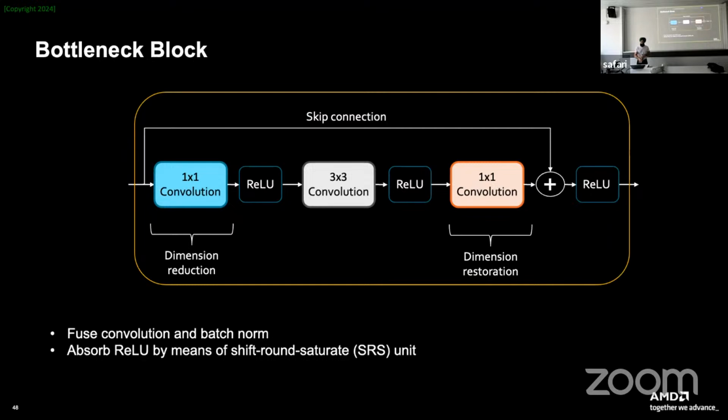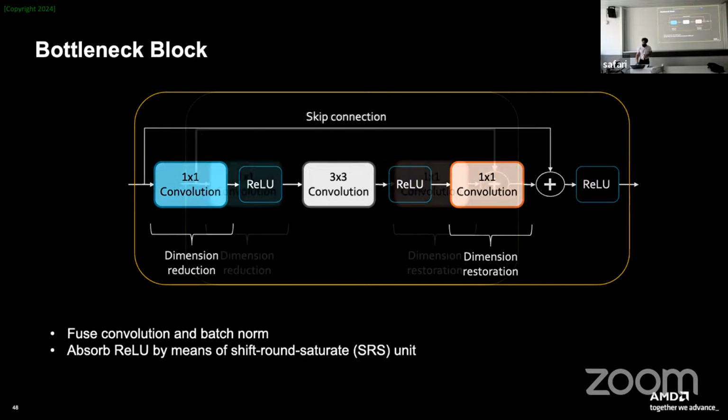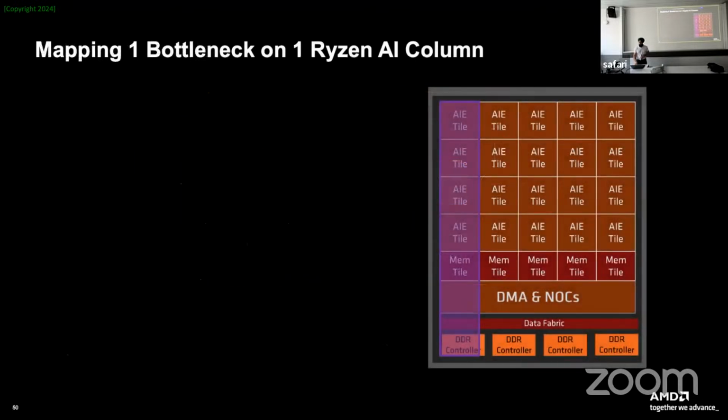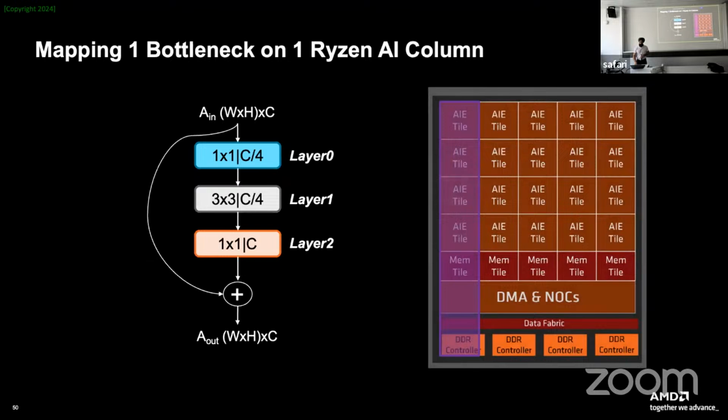For example, we can absorb the ReLU as well by means of the shift round saturate, which I cannot go into in detail, but it's a hardware unit where once you're done with the accumulation, you need to send your results out in a certain precision, where you can clip off and saturate the way you would like to. So ReLU can be absorbed. So in the end, you're left with these 3 kernels. And if we start with the mapping, it's similar to what we already mapped before for the previous design.